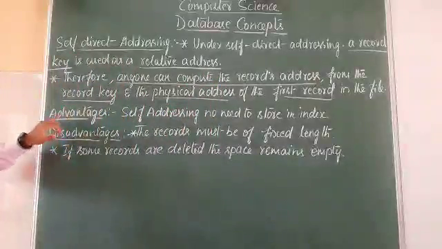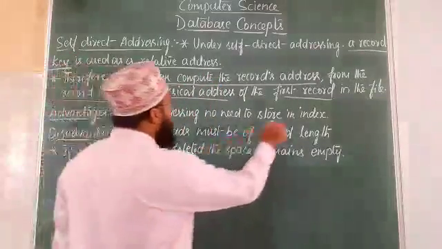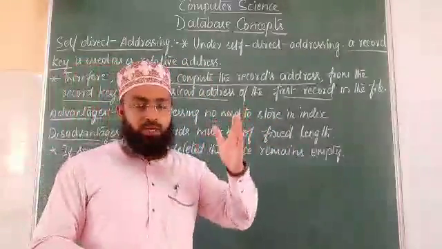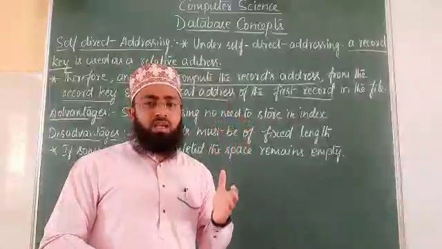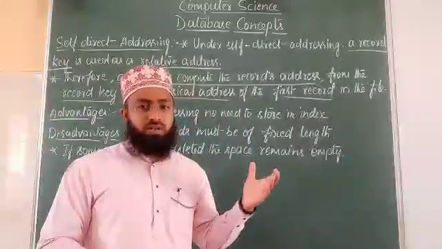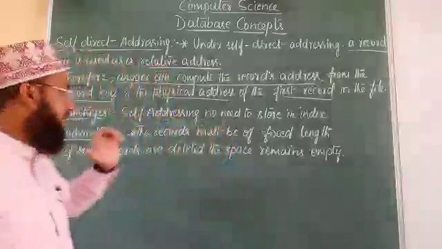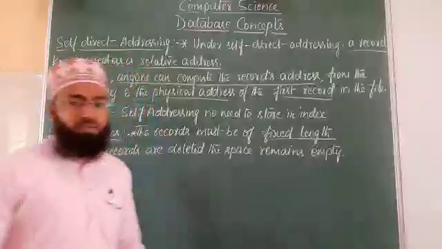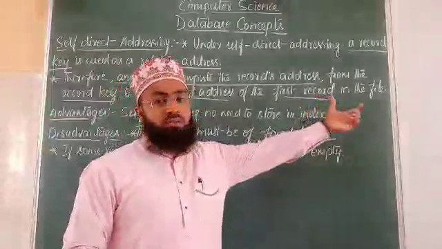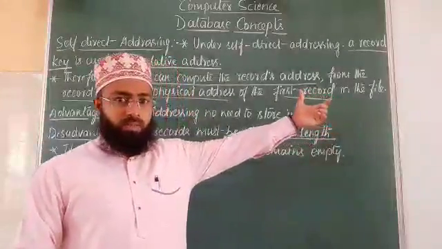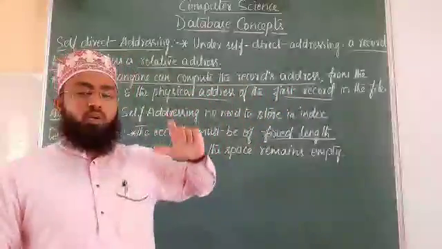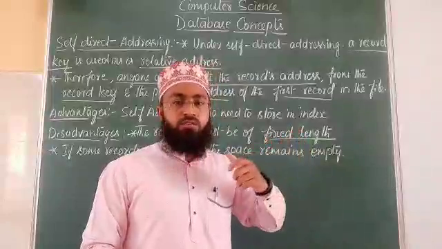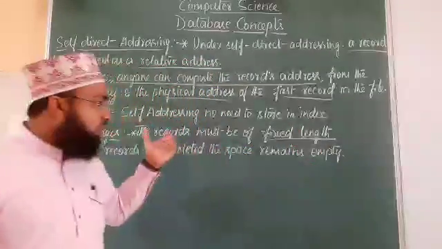Come, we shall see the advantages. The advantage here is self-addressing, so no need to store an index. It is self-addressing, so no need to prepare any index, that is any blueprint, so no need of index here. Then the records must be of fixed length. Fixed length means if a line should contain only 50 to 80 letters, then that line should contain only letters within that range. This means a fixed length. Like that, the record has a fixed length.